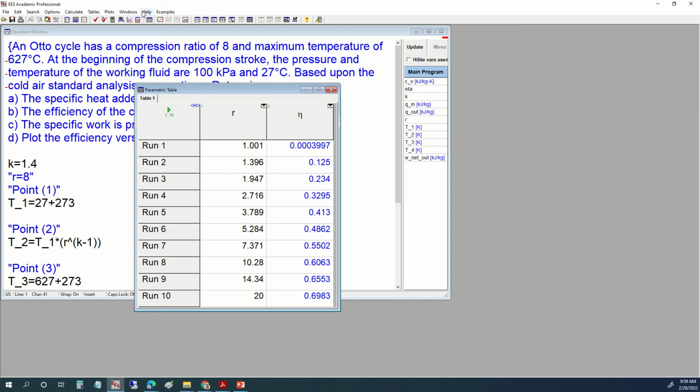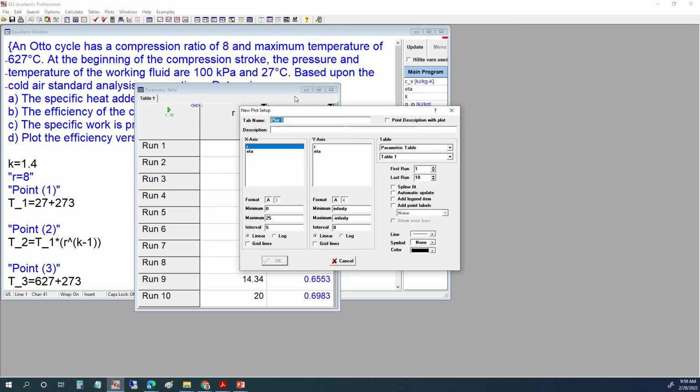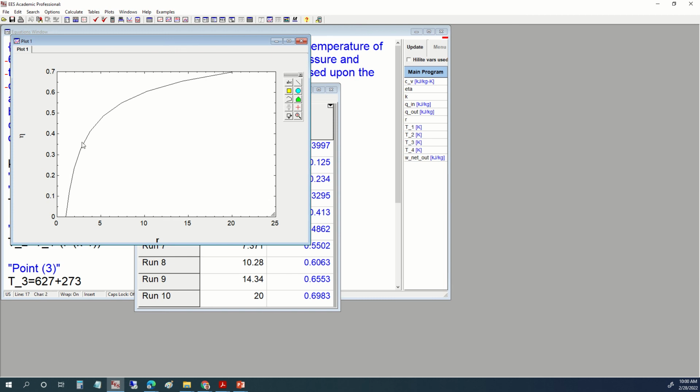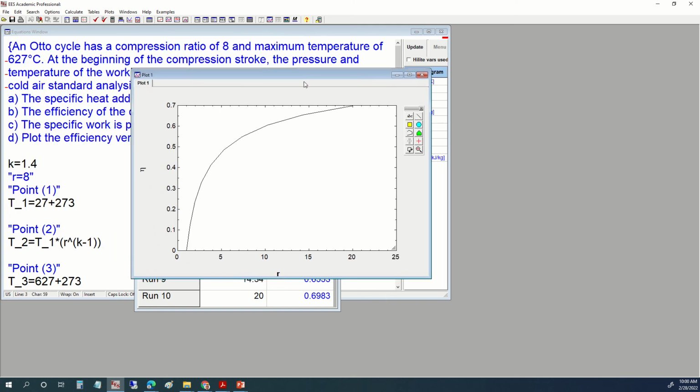If I want to plot this result, I can go to plot, new plot, XY plot, and now I'm plotting R on the X axis, and on the Y axis, we have eta. If you plot it, you get this figure. This figure is what we always show in thermodynamics 1, showing how the efficiency of the Otto cycle changes with compression ratio. So here I'm going to stop, and in the next video I'm going to show you how to use variable specific heat to solve the same problem.